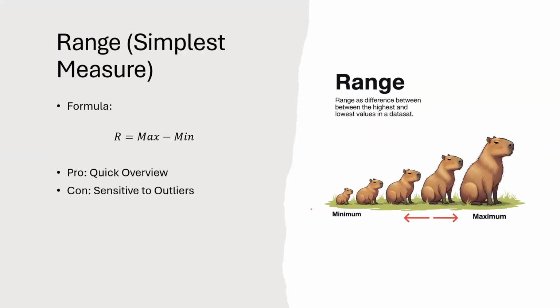Now, the range is the simplest measure of variability. It's just the difference between the largest and smallest values in the data set. So your formula for range is just the max minus the min. It gives you a quick idea of how wide your data is spread, but it's also fragile. A single outlier can dramatically change the range. For example, if 24 students score between 70 and 90 on a test, but one student scores a 30, the range becomes 60, which doesn't reflect the majority of the group. So while the range is easy to compute, it's not the most reliable tool.